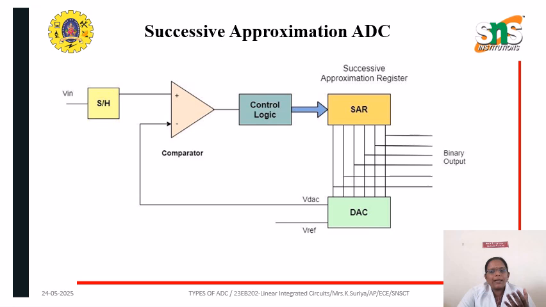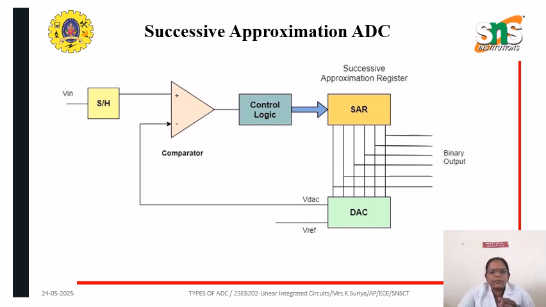This is the block diagram of successive approximation ADC. The successive approximation ADC is one of the most commonly used types of ADCs. It converts the analog signal into a digital signal by using a binary search algorithm. The conversion process involves a comparator, a digital to analog converter, and a successive approximation register.